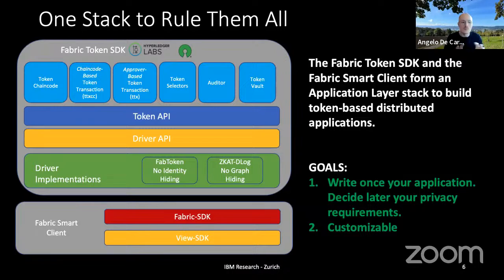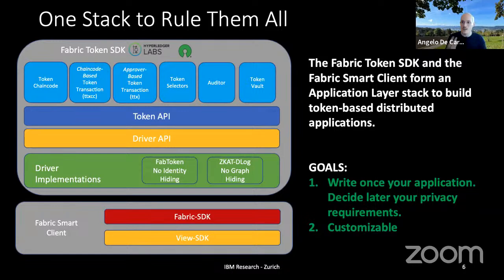You can see here the two main components forming the entire stack: the Fabric Token SDK and the Fabric Smart Client. These are two Hyperledger Labs projects, so two different repositories. But personally, I like to think about them as a single stack that provides this SDK to build token-based applications in a way that is very close to the business logic. You will see an example later.